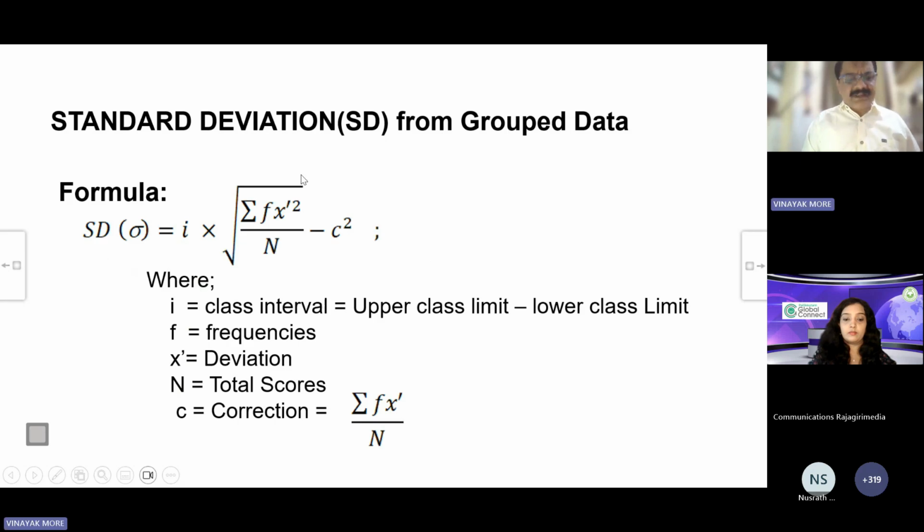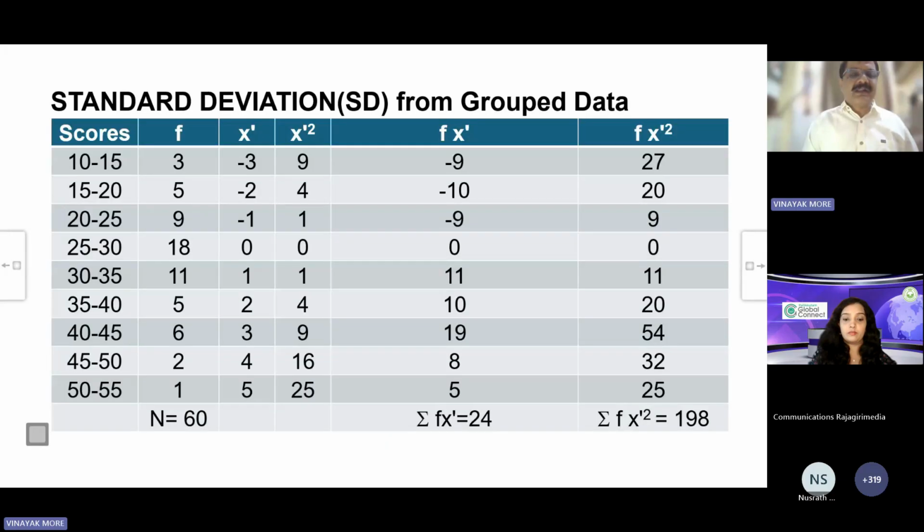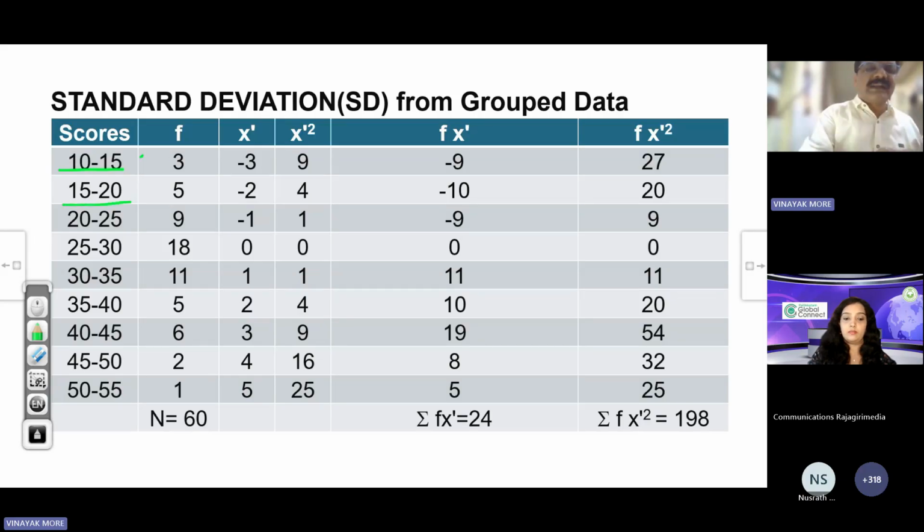If the data is ungrouped, meaning the number of students is large, what you can do is find how many students scored between 10 to 15, how many scored between 15 to 20, and count them. Suppose 3 students scored in this range, 5 students in this range, 9 students in this range. That is called a frequency distribution table.